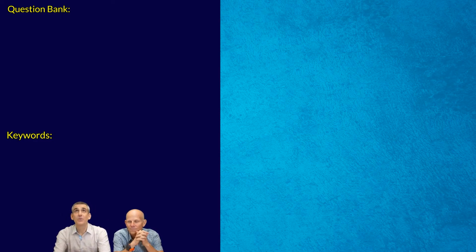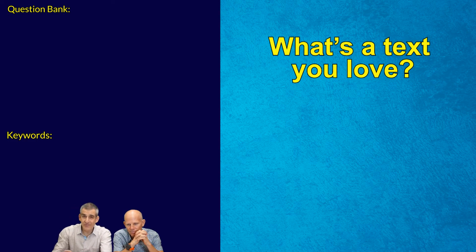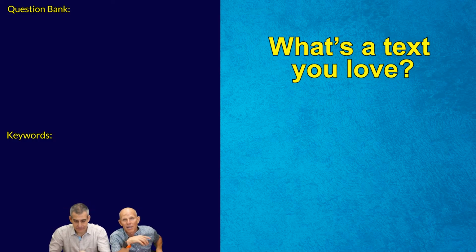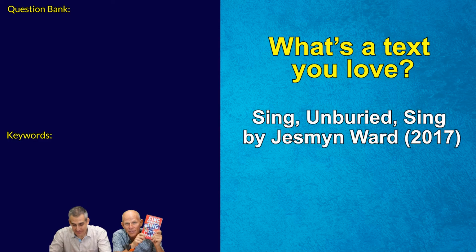All right, Giles. We've studied a lot together in the last 2 years. What's a text that you love? And I'm going to be writing down some of his ideas to help me ask better questions. A text I love, I brought the book. It's called Sing, Unburied, Sing. This is a powerful novel by Jesmyn Ward. This really spoke to me, and I think this is the text I'd like to choose.